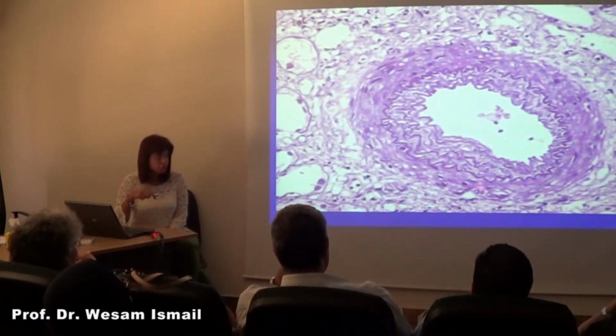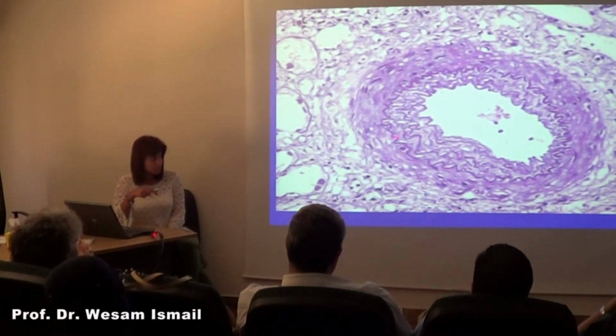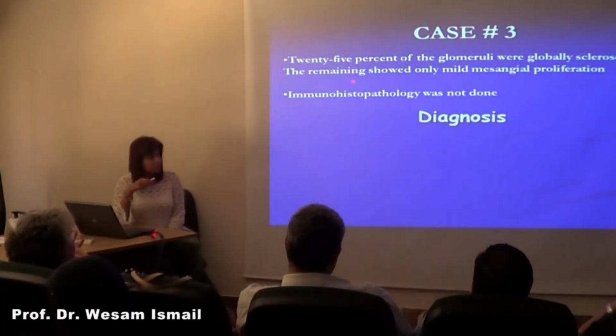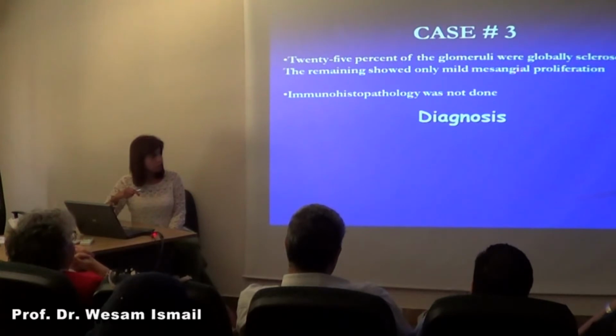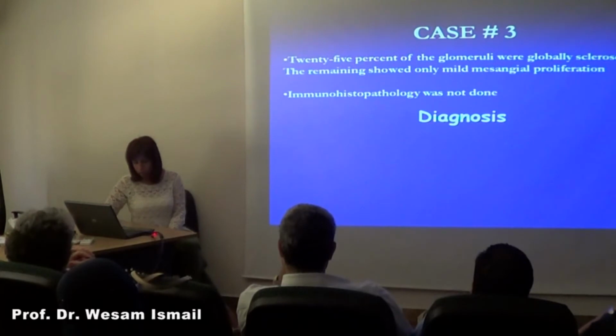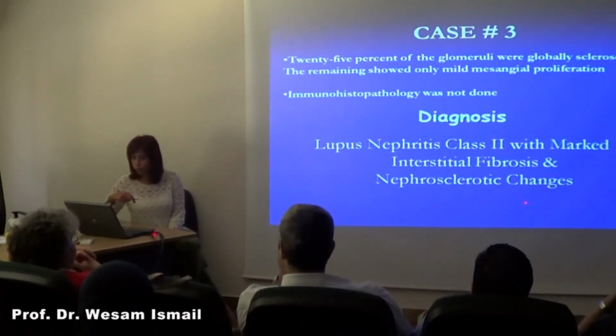And look at her blood vessel, and as Dr. Mona shows you, this is just a PAS stain. But even with the PAS stain, you can see the number of elastic fibers, very clear and apparent, and you can see the amount of elastosis with her hypertension. She had 25% of the glomeruli globally sclerosed, and the others show segmental sclerosis. This time immunofluorescence was not done, and I diagnosed her with lupus class 2 with marked interstitial fibrosis and nephrosclerotic changes.